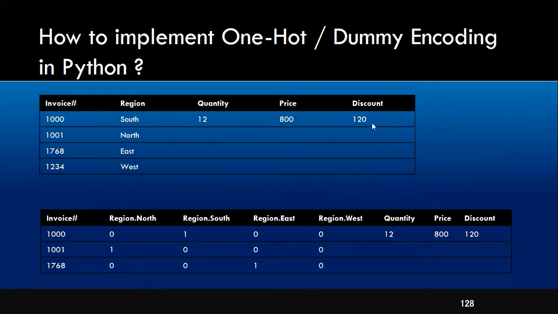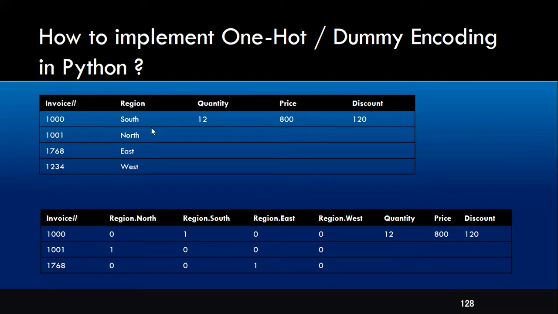The customer has given you data that looks like this, with the invoice number. So invoice number 1000, we raised in the South region. This invoice we raised in the North region. So we have a region column, and we have quantity, price, and discount. In the South region, invoice number 1000, how many quantities we sold, what is the price, and how much discount we have given. Okay, so here the region is a categorical variable.